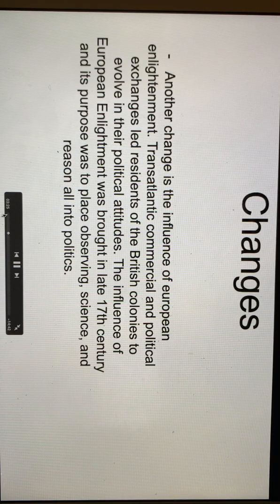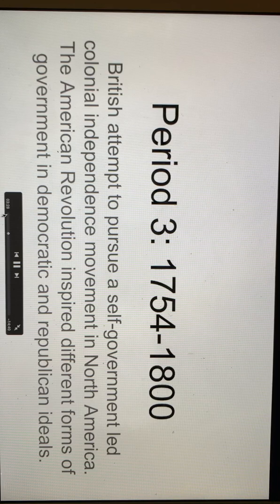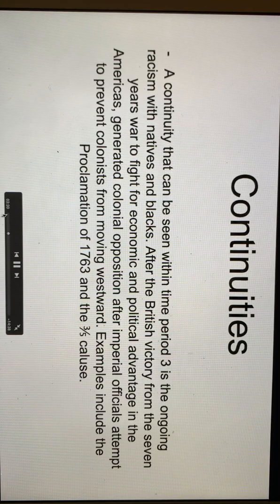A continuity that can be seen within time period 3 is the ongoing racism toward natives and blacks. After the British victory in the Seven Years' War, fought for economic and political advantage in the Americas, colonial opposition was generated after imperial officials attempted to prevent colonists from moving westward. Native groups, or indigenous people, fought back to settle into new lands in Pontiac's Rebellion, which resulted in the Proclamation of 1763, where there cannot be any movement past the Appalachian Mountains.